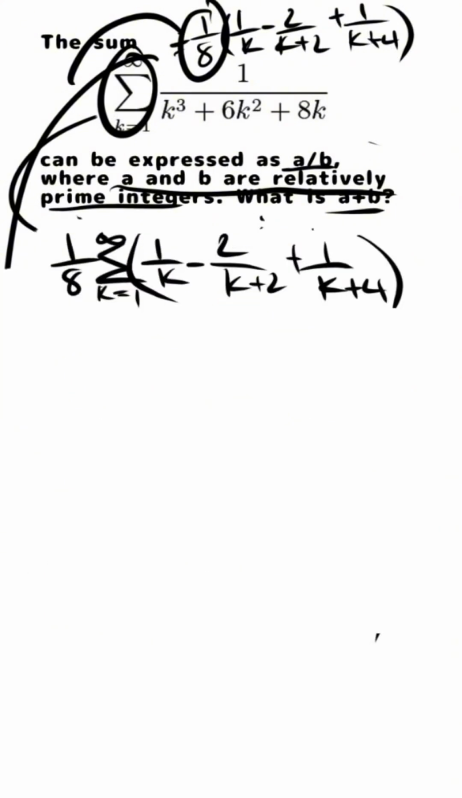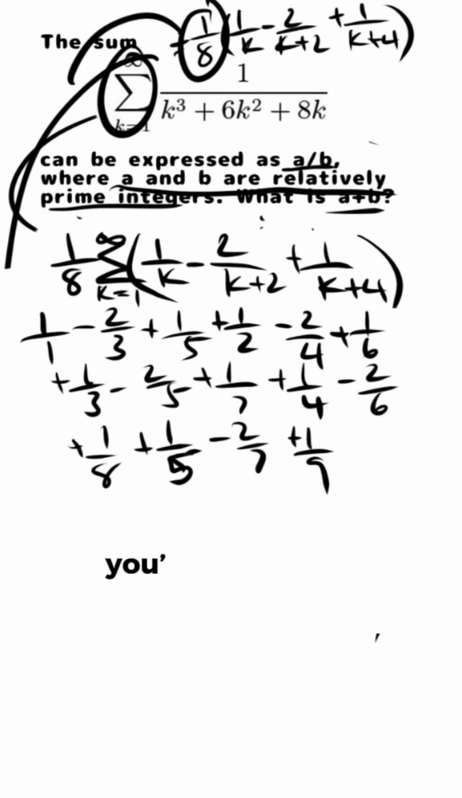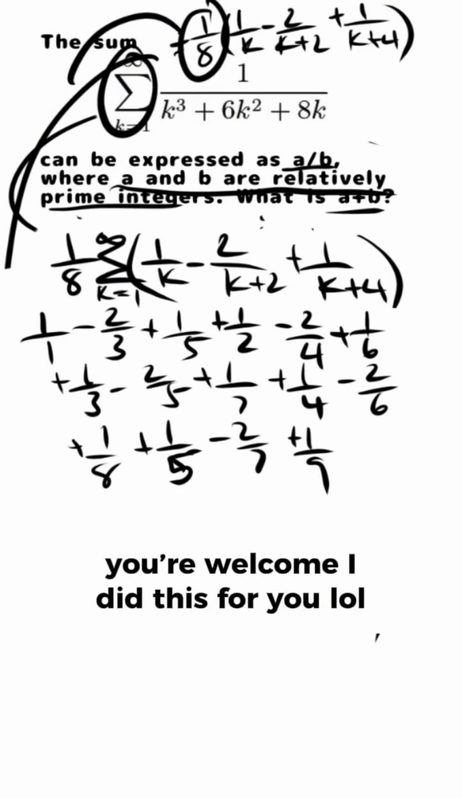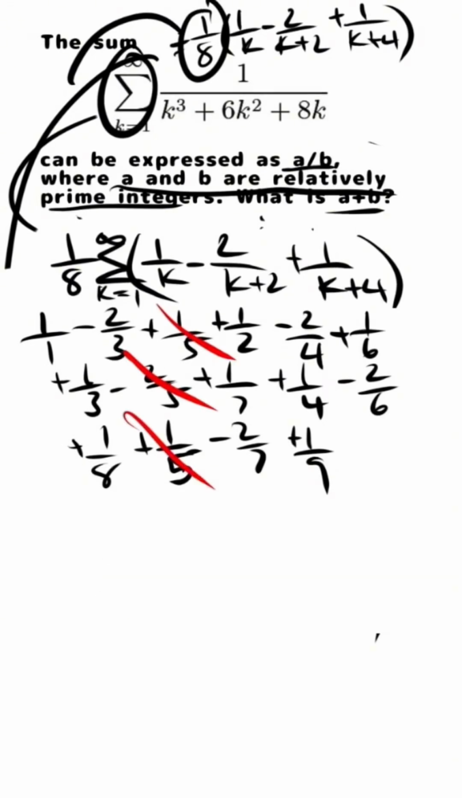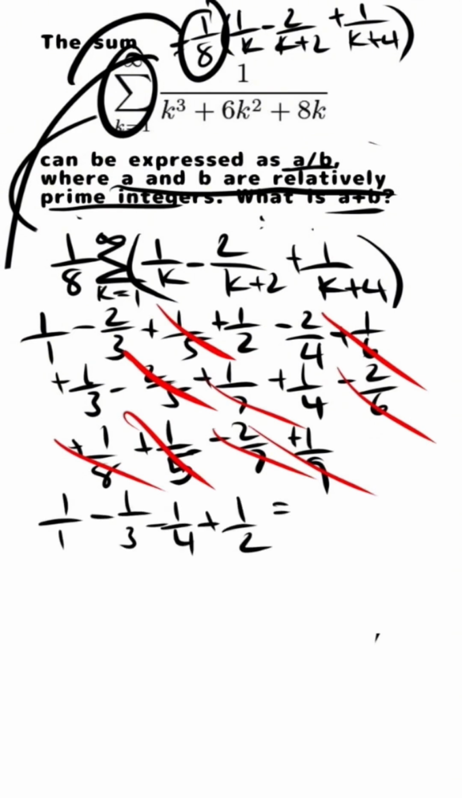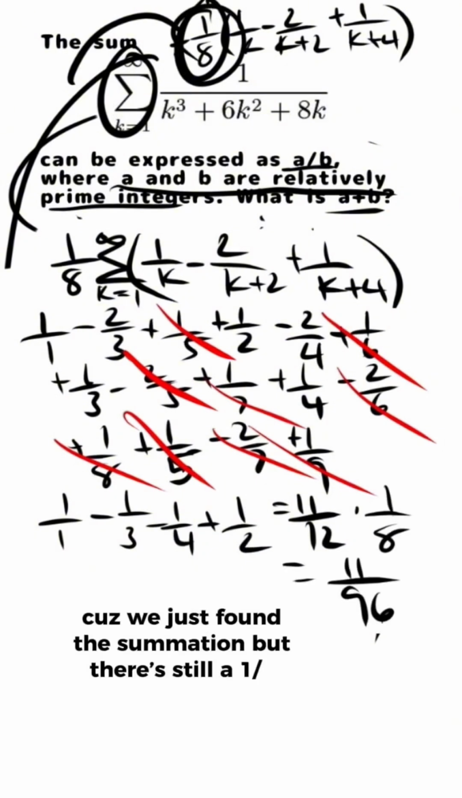Then plugging in increasing values of k starting from 1, we can notice that eventually 1/5 and -2/5 cancel out. By symmetry, 1/6, 1/7, 1/8, 1/9, and everything so on cancels out as well. So all we're left with in the beginning is 1 minus 1/3 minus 1/4 plus 1/2, which is 11/12. Then multiplying this by 1/8, we get 11/96, which is our answer.